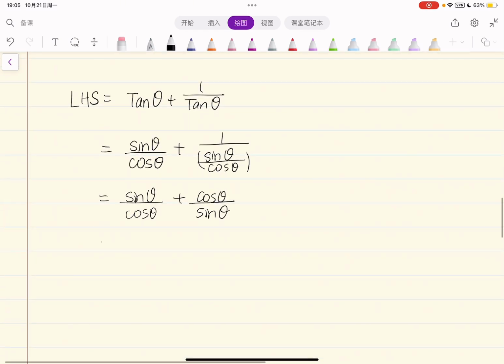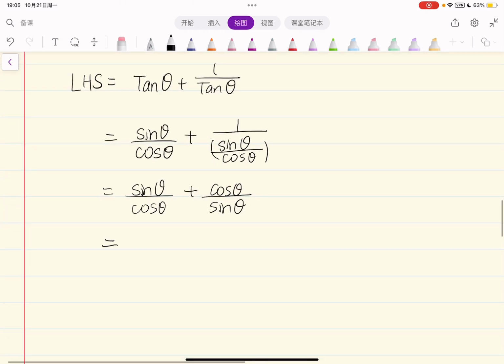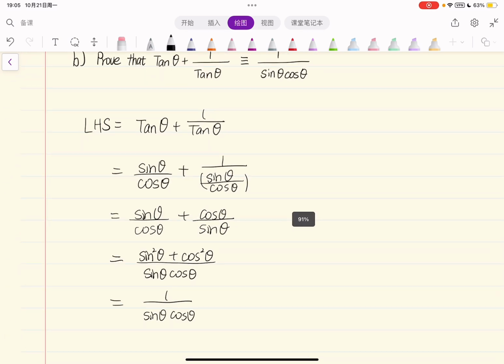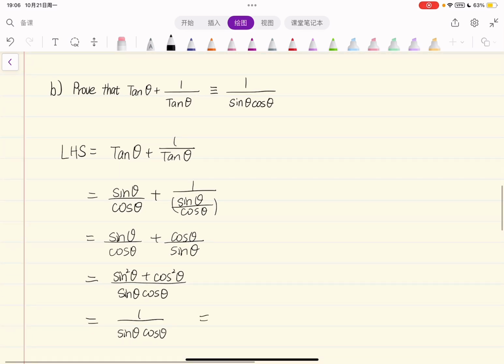Now we try to add these two together. We have sine theta cosine theta in the denominator, and in the numerator we have sine squared theta plus cosine squared theta. That equals 1 over sine theta cosine theta. That equals the right-hand side. So we have done the proof.